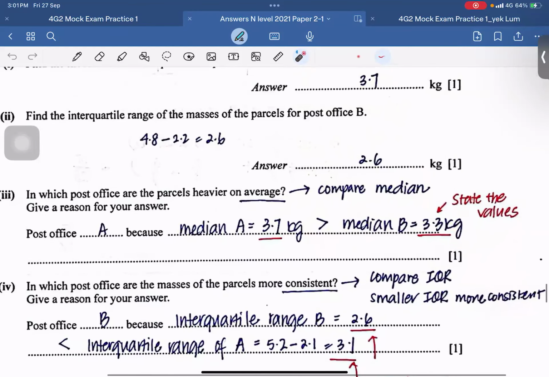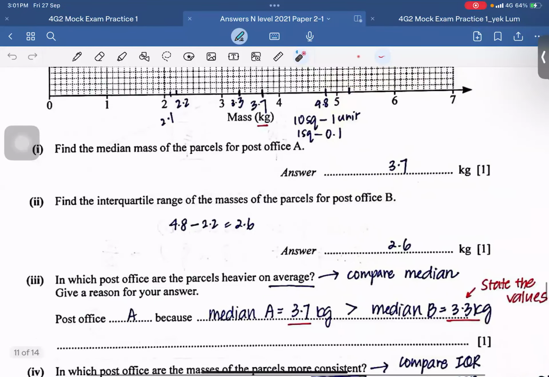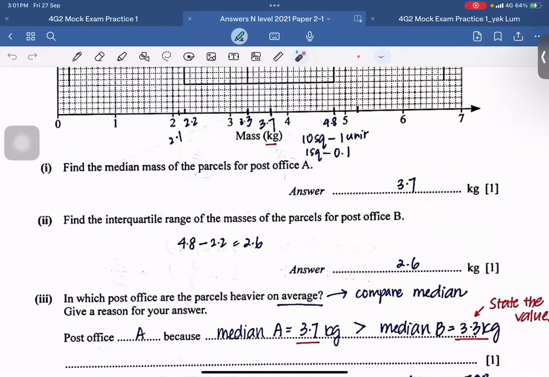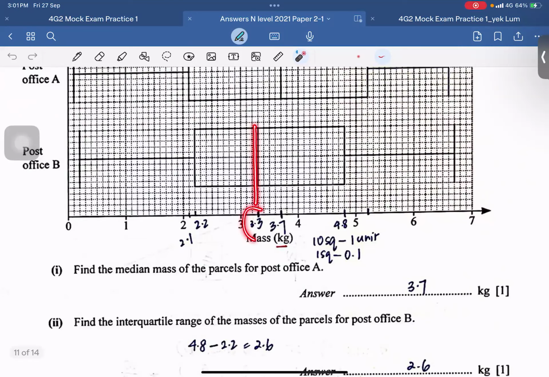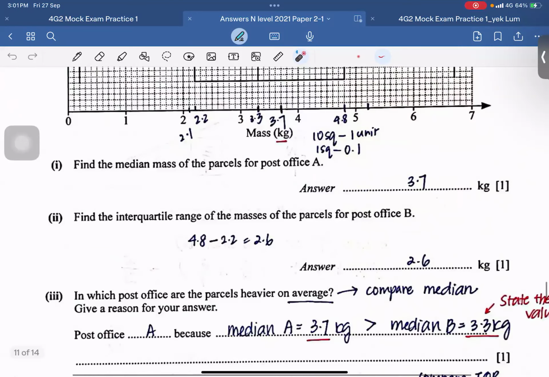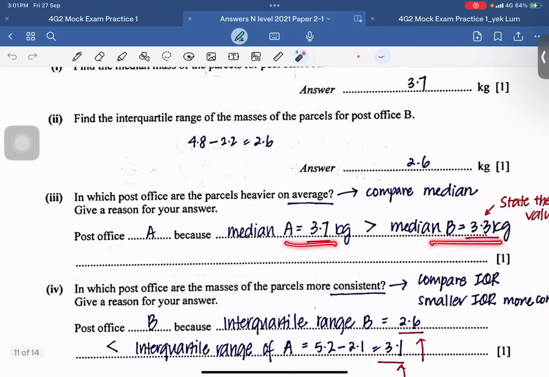So if I want the one that is heavier on average, I need to compare with the higher median value. So our parcel median for A is 3.7, while the median for B is slightly lower. B is about 3.3. So you compare the median for A and the median for B. Median A is bigger, so therefore heavier. Okay, all right.